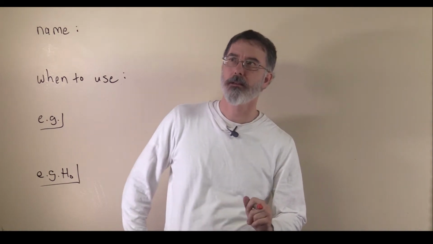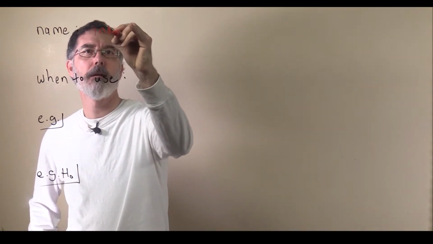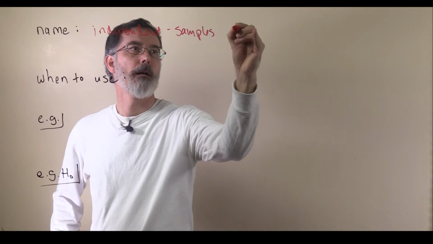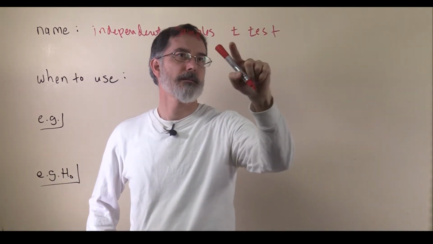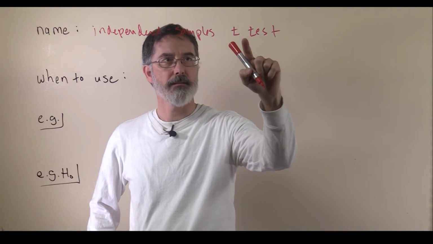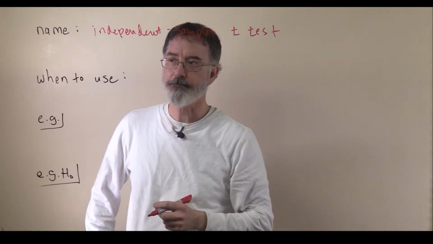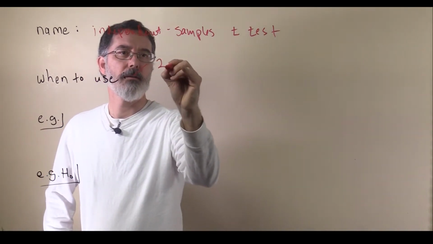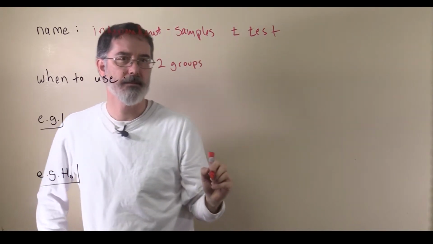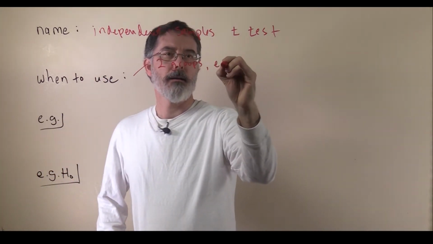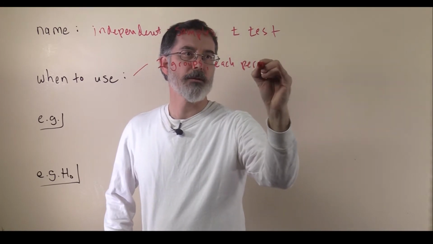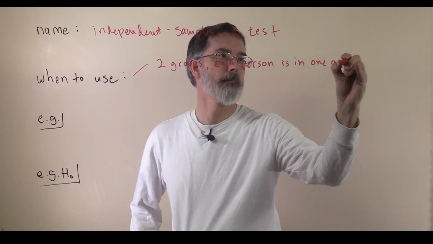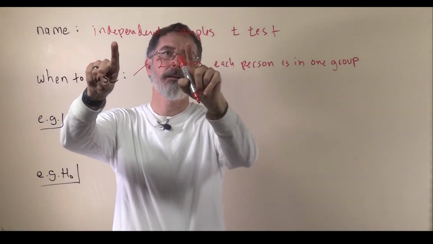Next we'll talk about the independent samples t-test. This is another inferential test that has a t-distribution for its sampling distribution. And you use this when you have two groups of participants and each person is in only one of those groups. And that's what it means by independent samples.